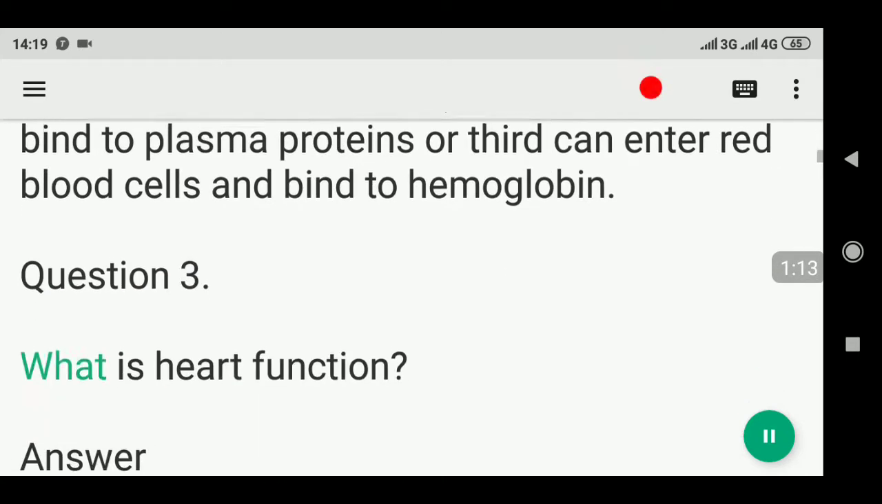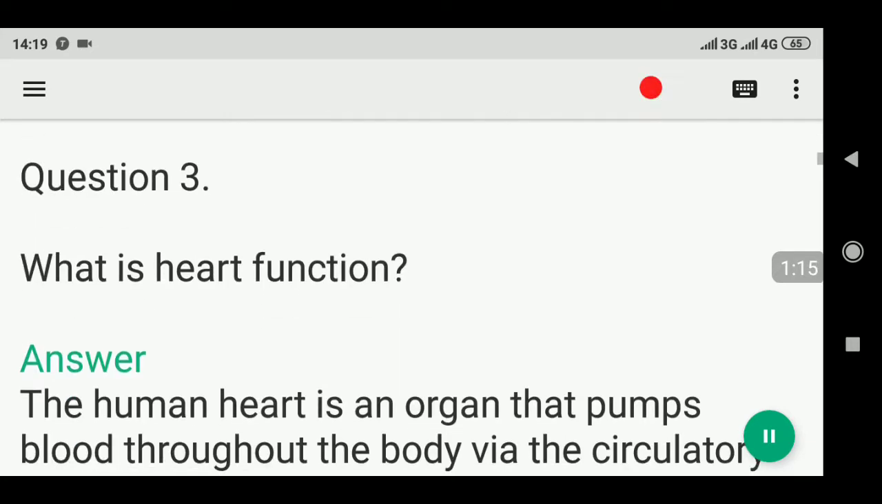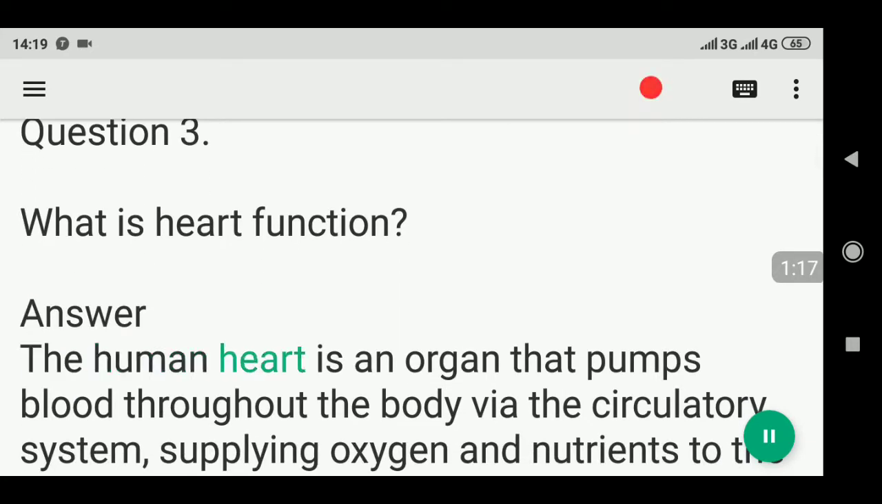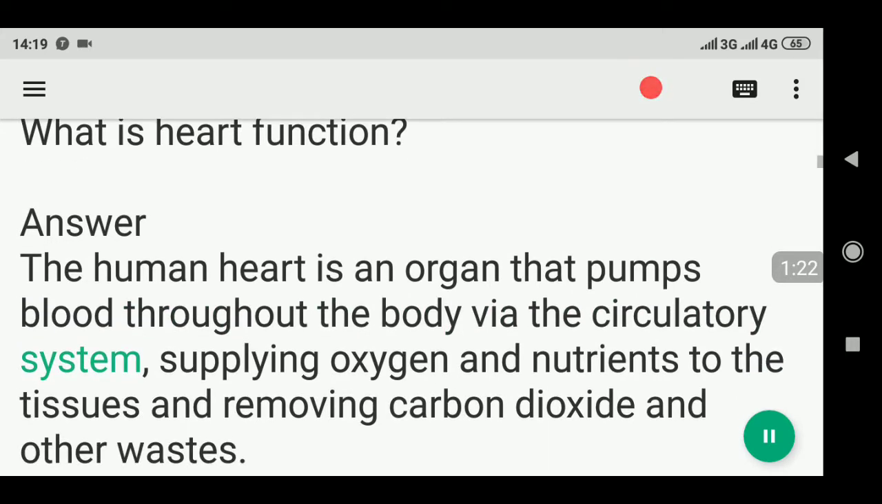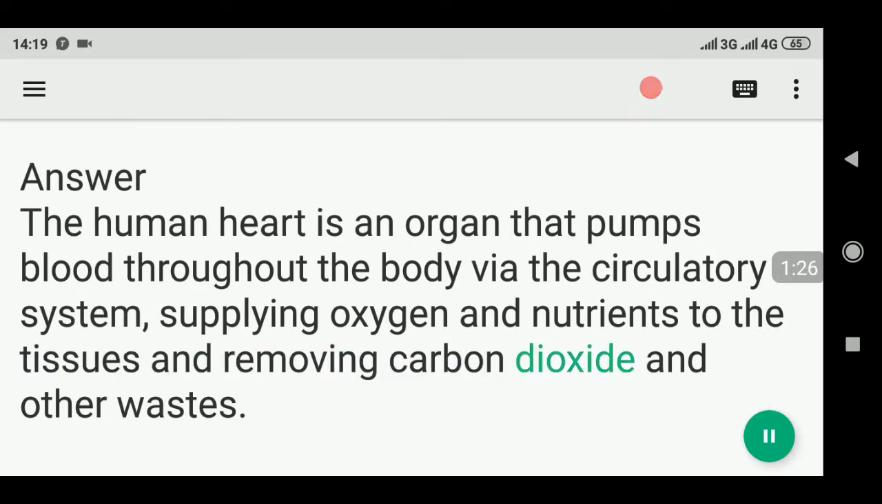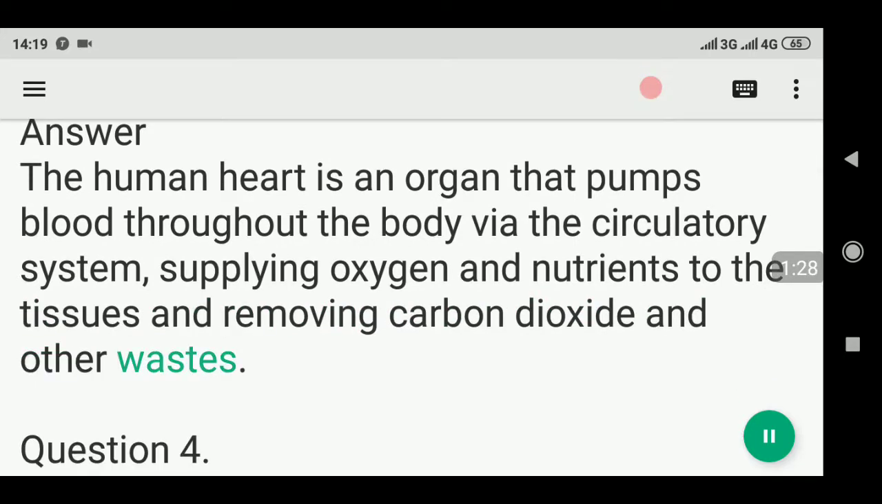Question 3. What is the heart's function? Answer. The human heart is an organ that pumps blood throughout the body via the circulatory system, supplying oxygen and nutrients to the tissues and removing carbon dioxide and other wastes.